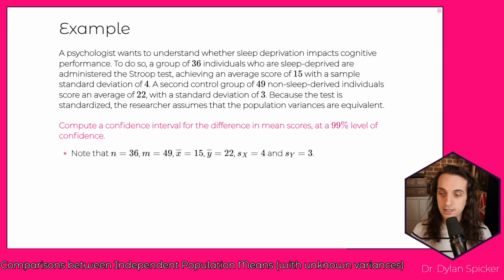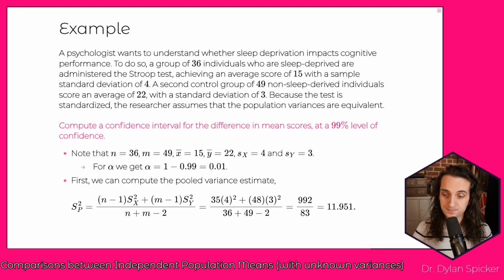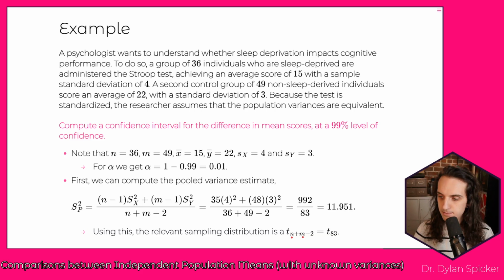So we're extracting out this same information here. We get an alpha value of 0.01. If you plug into our pooled variance estimate here, right, so we're plugging in our 4 and our 3, our 35 and our 48 for our sample sizes, then we get that the pooled variance estimate is approximately 11.951. The relevant t distribution is going to go from n plus m minus 2, right? So 36 plus 49 minus 2 gives us our 83. So we're dealing with a t83 distribution here.